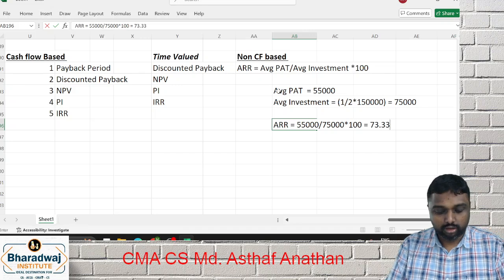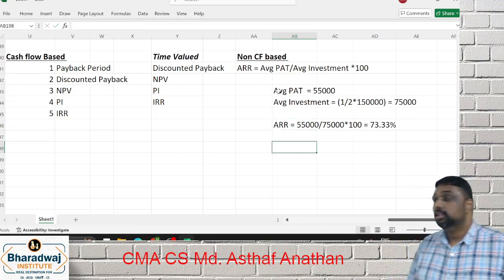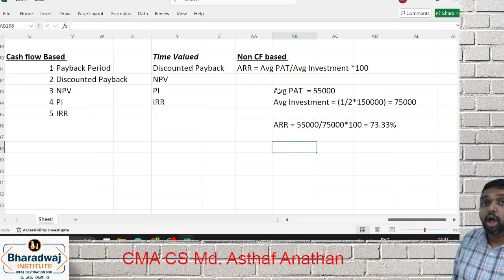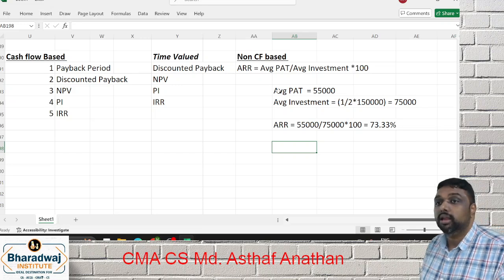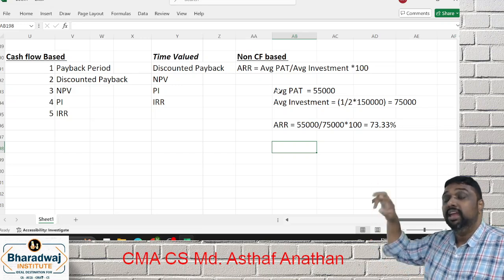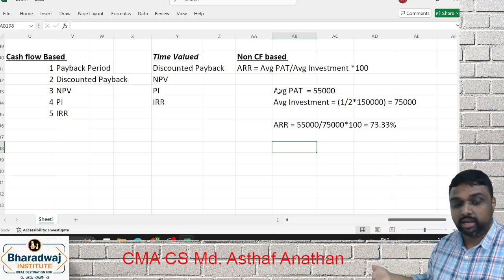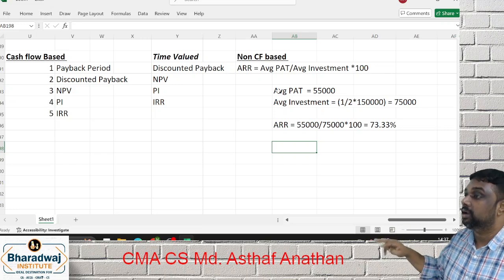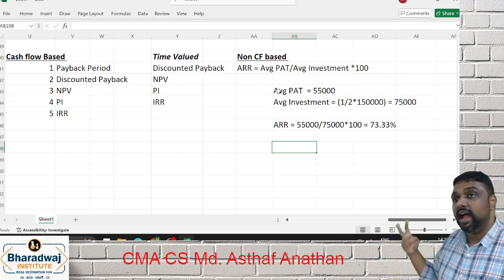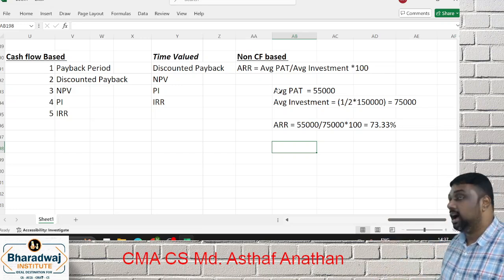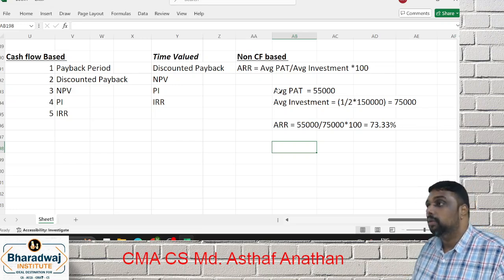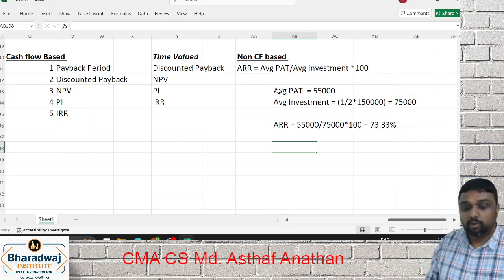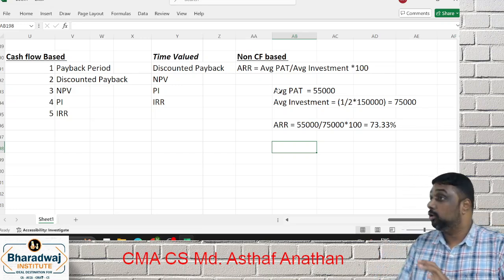This is how to find. Are you clear? So this is a rule you have to be able to understand. NPV: higher the NPV, better the option. Profitability index: higher the profitability index, better the option. IRR: higher the IRR, better the option. ARR also: higher the ARR, better the option. Clear or not? Are all of you able to understand all these methods?